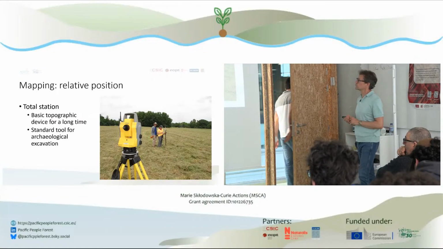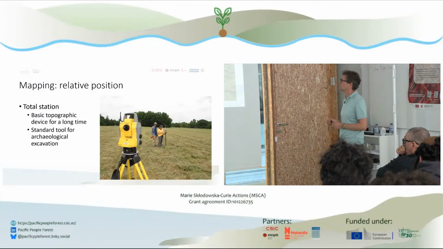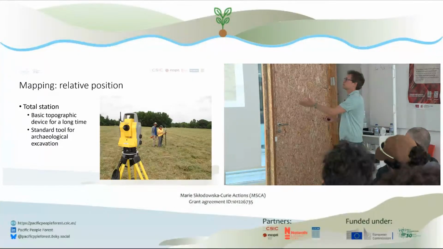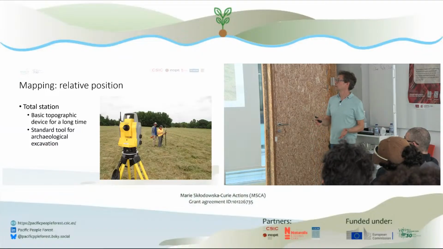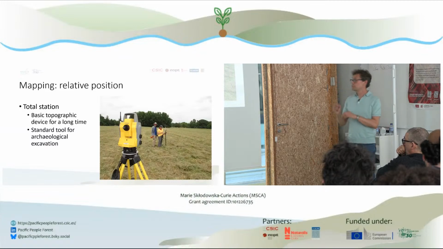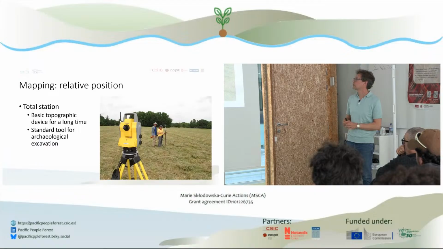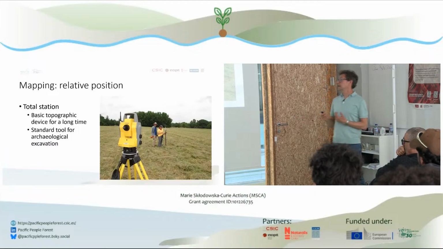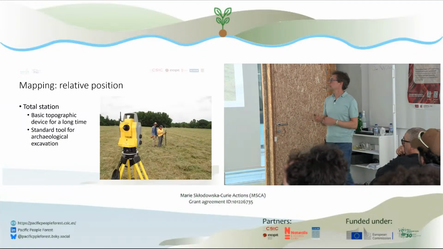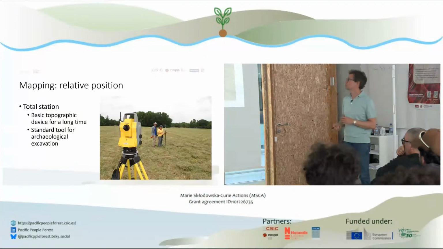The most useful tool for locating things in relative terms is the total station. The archaeologists here will know about that, and perhaps some other people too. A total station is a basic topographic device that is a standard tool for archaeological excavation, for instance. It's a digital tool that allows you to measure the position of anything in relation to the point where the station is placed. So that's it. If you do some operations it can give you more, but it usually won't give you the absolute position of anything, the coordinates of something, but only the relative position in relation to the place where it is placed.